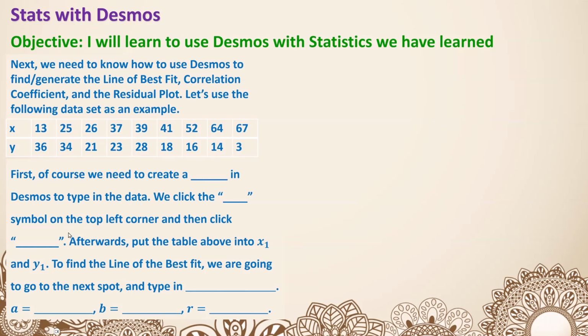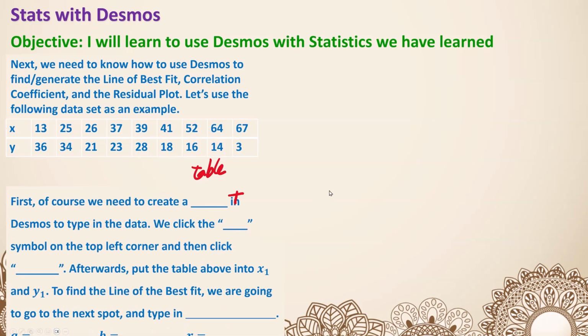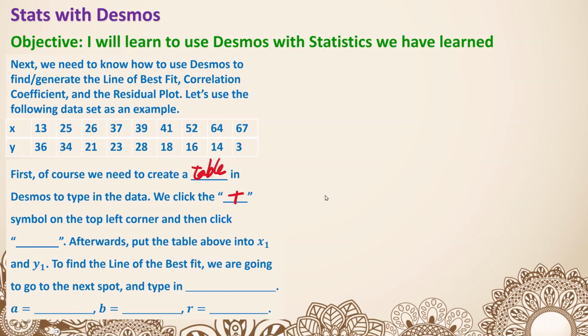We clicked the plus symbol. So let me actually write these words in. Table, we click the plus symbol. Oh, I do need to have it there, on the top left corner, and then we're going to click table again. Afterwards, we can actually put in the x1, y1 from our table here.